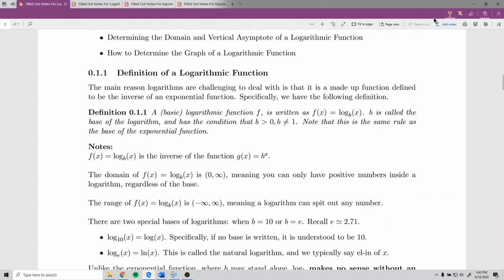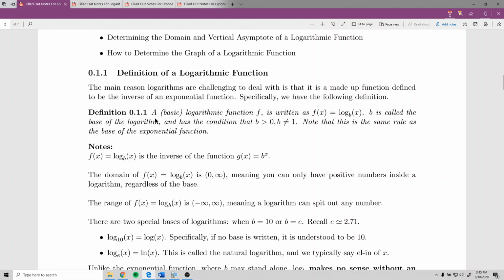All right, if you're new to logarithms, one thing I would definitely say is take your time with this section. The homework is one of the longer sections of homework as far as the number of problems, but once you get the hang of it, you can do them pretty quickly.